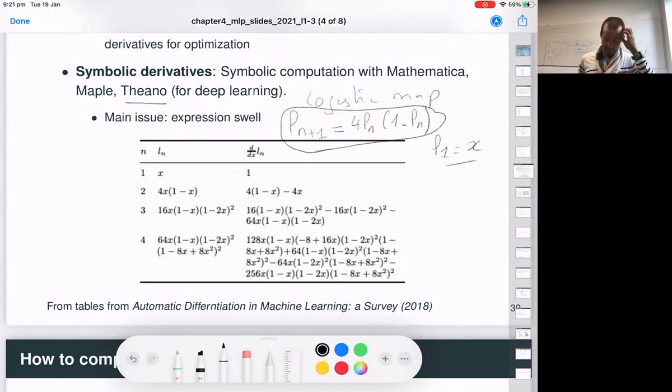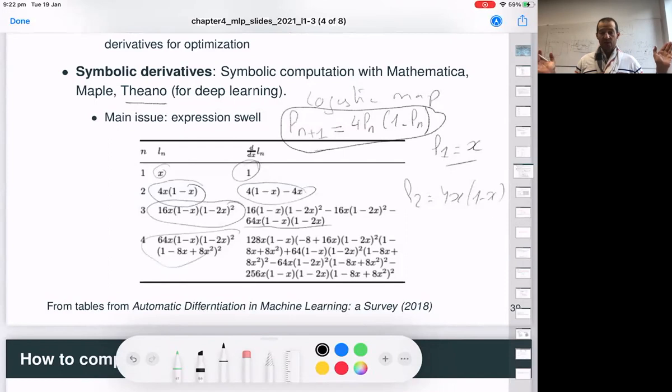So l_1 is x, the derivative is 1. l_2 is 4x(1 minus x), you can see here. And the derivative is this, and this after is l_3, and you can see the derivative, and so on, and so on, and so on. So the main issue is that the expression swells. So it's not so good to have even symbolic derivatives because of the size of your derivative.